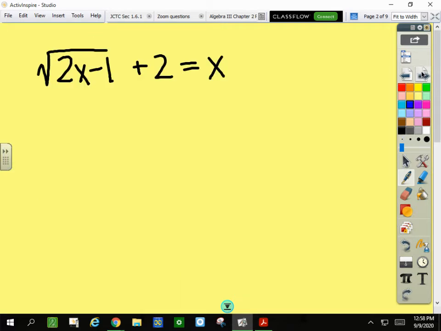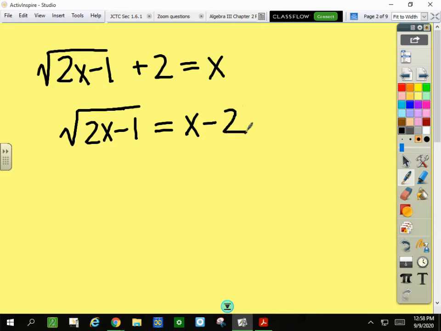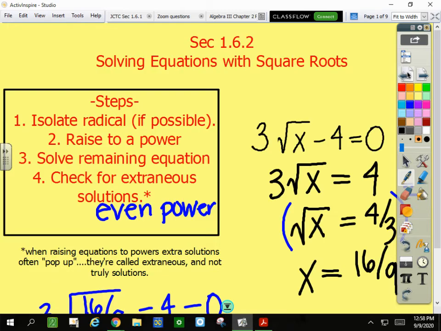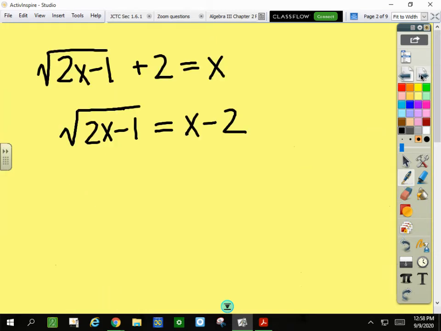Continuing to some that have a little bit more going on, or a lot more going on. So first step is still the same, isolate the radical. So we're going to subtract 2 from both sides. Now that the radical is isolated, if you recall, raise to a power. So we're going to square both sides. So square and square. I'm going to make my marker a little smaller. So on the left side, we'll have remaining only 2x minus 1.